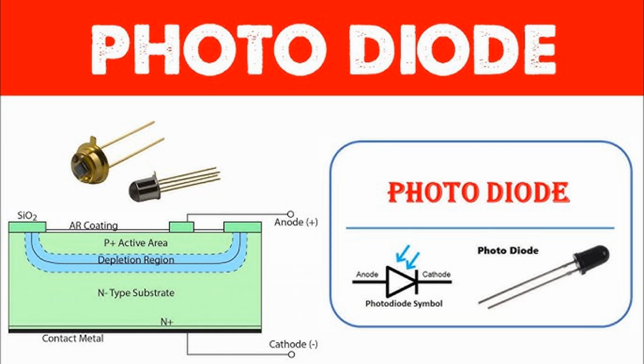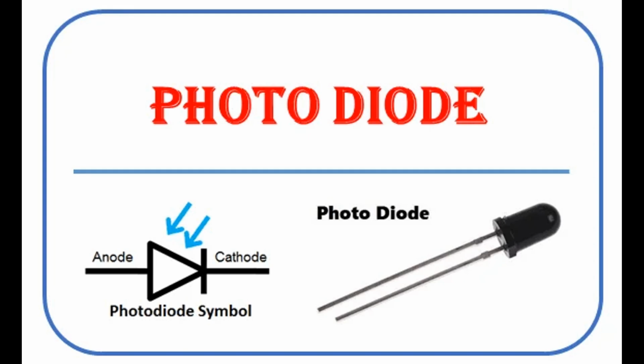6. Spectral response. Definition. The range of wavelengths over which the photodiode can effectively detect light. Material dependency. The spectral response is determined by the material of the photodiode. For example, silicon, sensitive to wavelengths from 400 nanometers, ultraviolet, to about 1,100 nanometers, near-infrared. Germanium, extends into the infrared range, useful for wavelengths up to 1,700 nanometers. Filter. Sometimes photodiodes are equipped with optical filters to restrict the spectral response to a specific range, improving performance for specific applications.